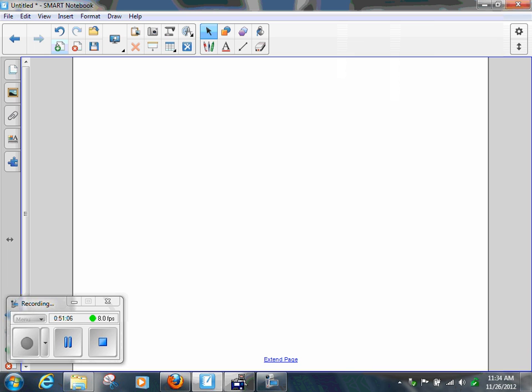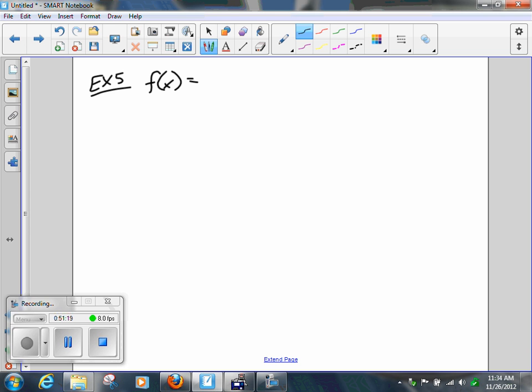I don't know what example number this is. What is this? 5. Okay, let's look at this one. What if we had f of x is equal to negative 5x over 7 plus 2? And you've got to write the inverse. How am I going to do that? All right, so switch your x and y.